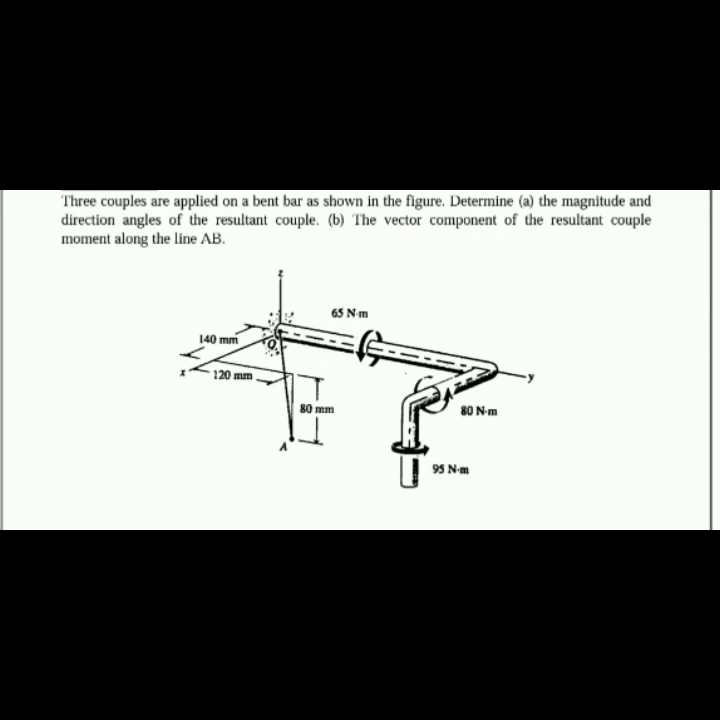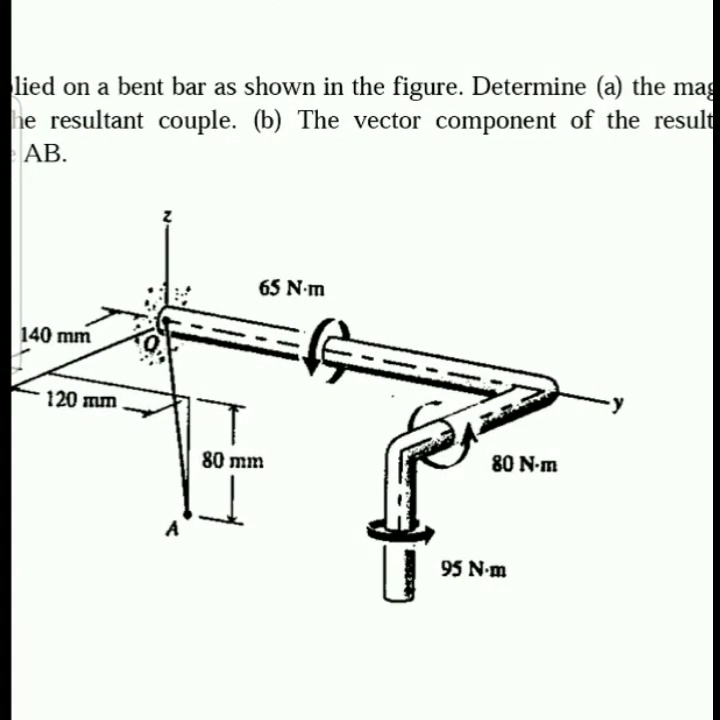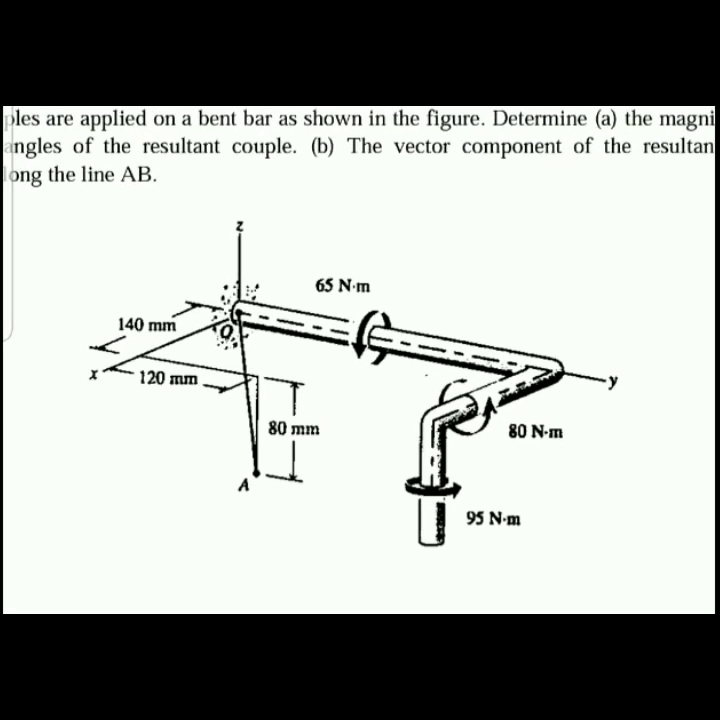So what we have here are couple moments, and we know that couple moments are free vectors, so we can move them to act at a particular point. So if, say, we move them to act at the point O, we notice that these are all acting along a particular X or Y and Z axis.